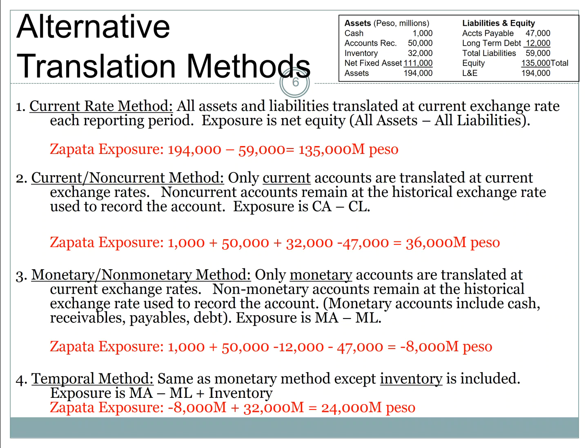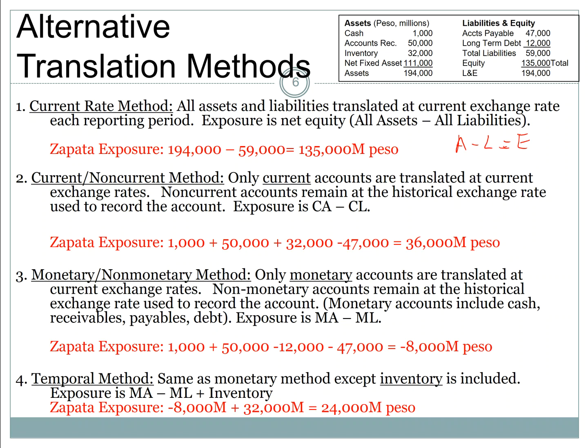So there's 4 methods I'll talk about. 2 are used in the US. The first method is the current rate method. Now the current rate method says revalue all assets, all liabilities. So their net position for the firm, if you use the current rate method, is I take all assets minus all liabilities and revalue everything.